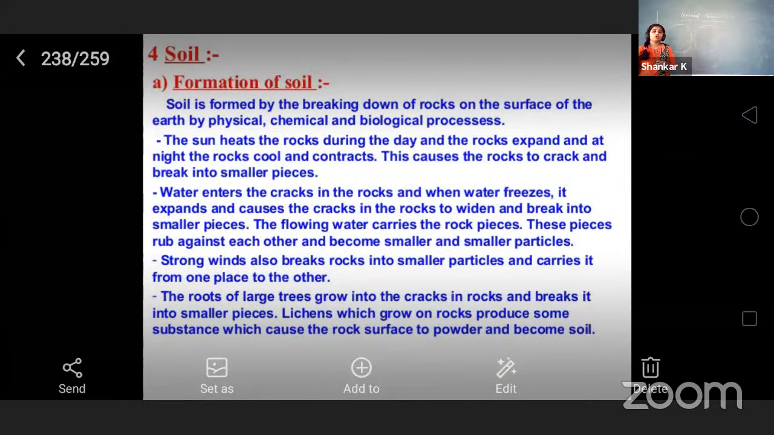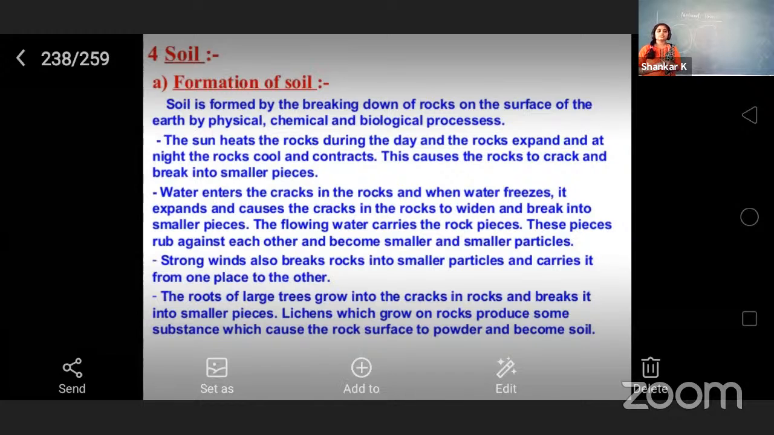Strong winds also break rock into smaller particles. When a strong wind blows, the rocks rub each other and make small pieces. They carry them from one place to another, and in that time also they become small pieces by rubbing against other things.